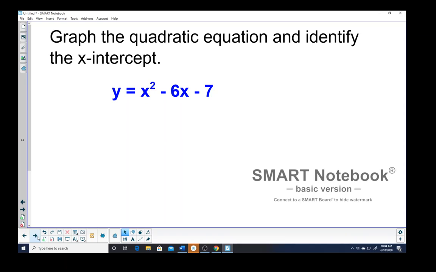So what we're going to be looking at today is you're going to be graphing some quadratic equations, and I want you to think about what the x-intercept is of those quadratic equations. So let's look at this one. What if you have y equals x squared minus 6x minus 7? Well, you now know that's going to make a U shape. That's going to be a parabola because it is quadratic.